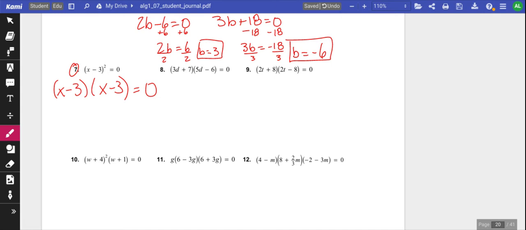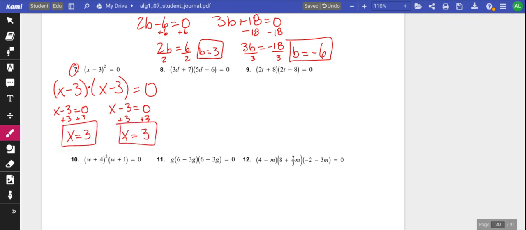Well, I'm going to set each piece, x minus 3, equal to 0. Okay, x minus 3 equal to 0. These are the things I'm multiplying together, so I know one or both of them has to be 0. So easy enough: add the 3. I get x is equal to 3, and again, x is equal to 3. When I get that same number, I know this is a repeated root.